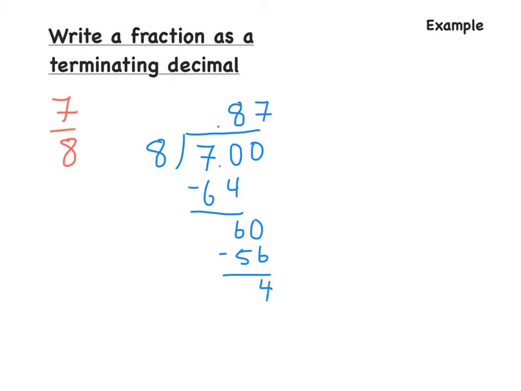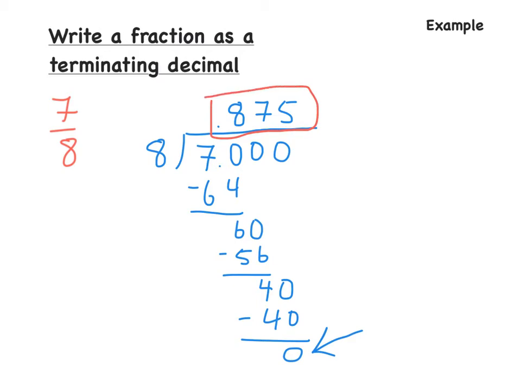Subtract those. So 8 doesn't go into 4, you have to add another 0. So how many times does 8 go into 40? That's 5. So 40 minus 40 is 0. Long division always ends when it ends in a 0. So our answer is 0.875, or 875 thousandths is the terminating decimal. It's called a terminating decimal because there aren't any other numbers after this 5. It just ends at 0.